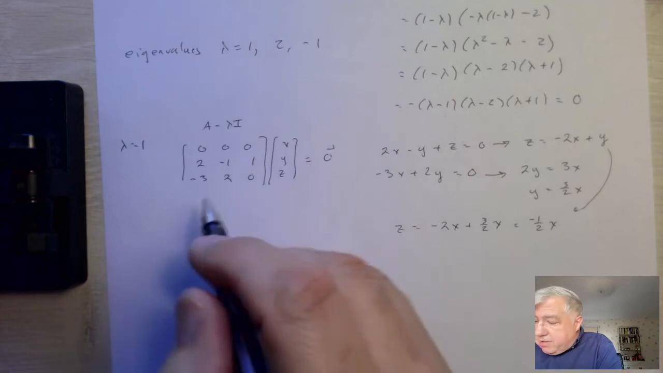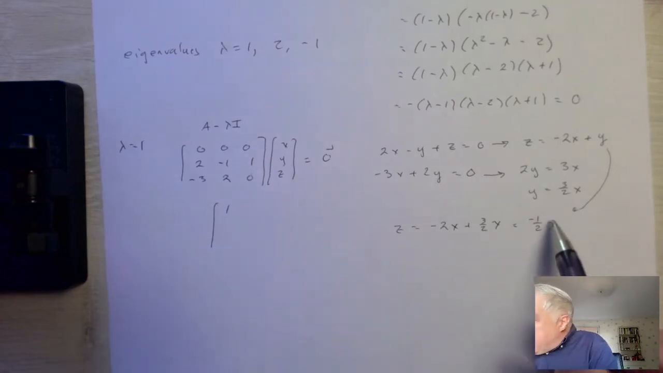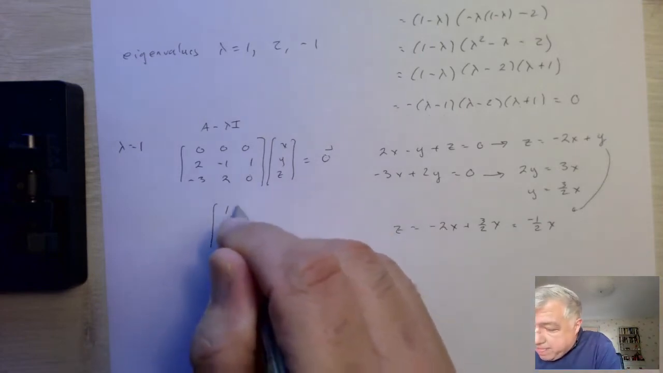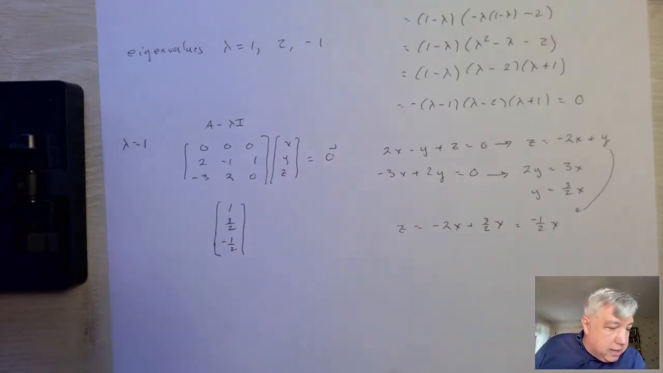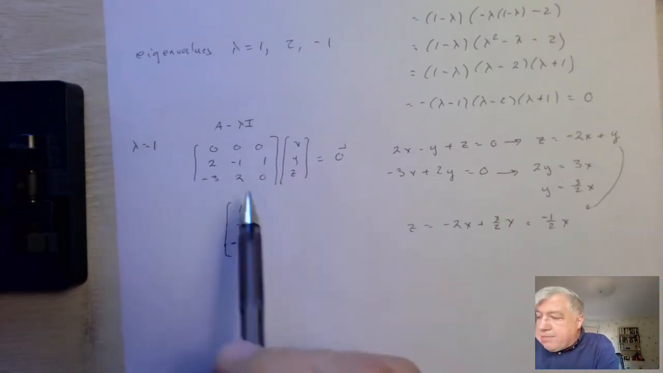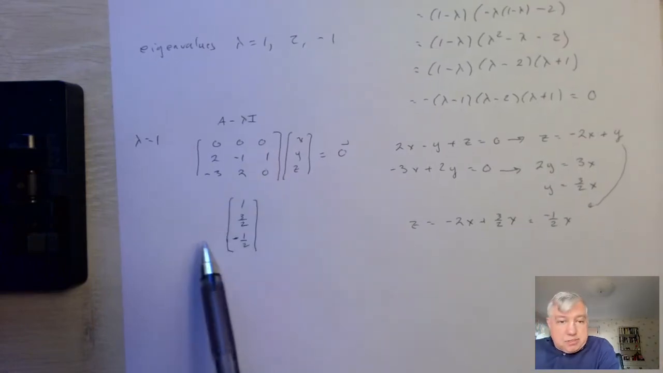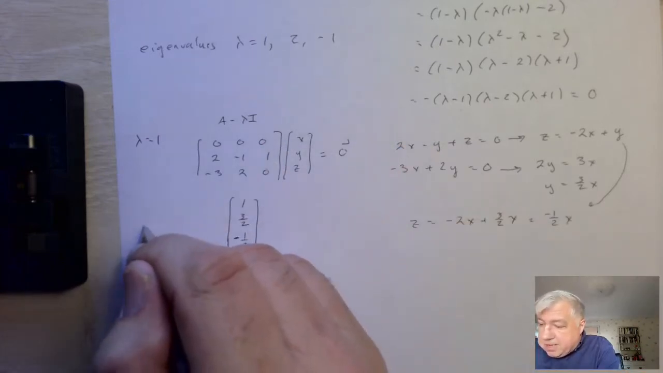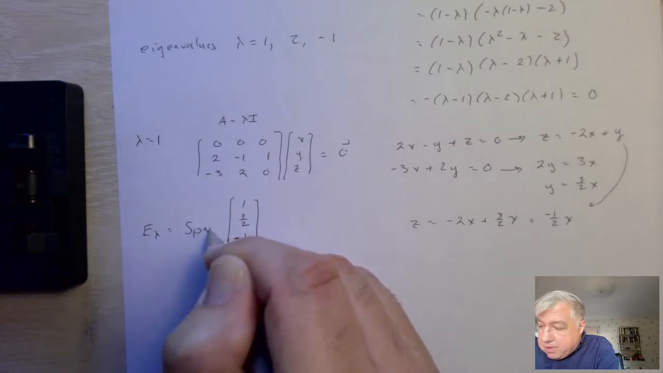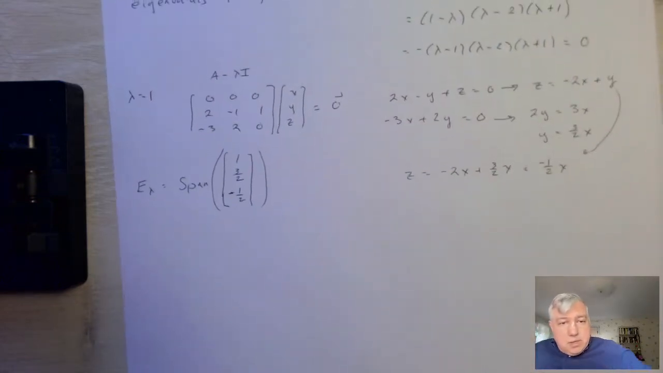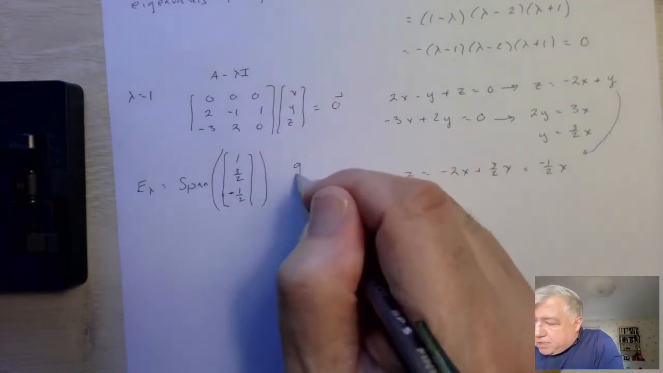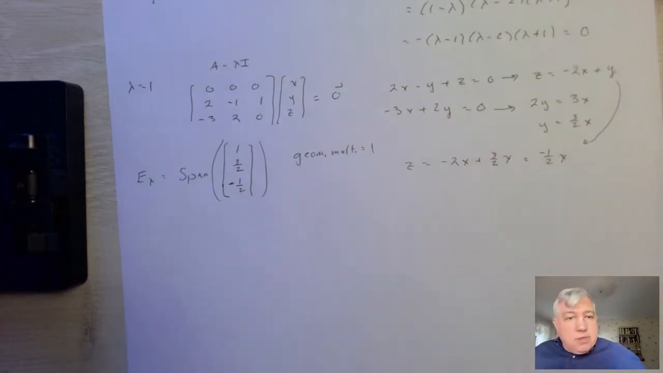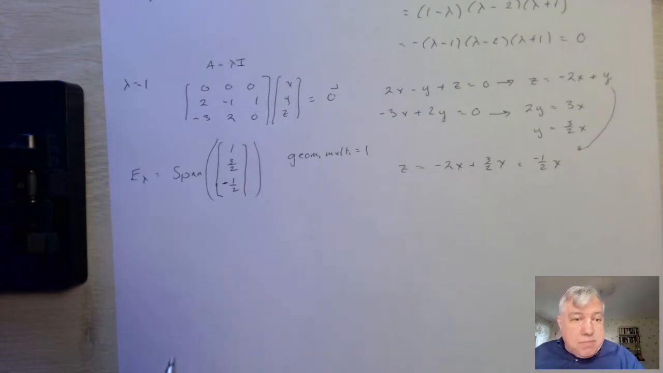We can let x be 1, and then y will be 3 halves, and z will be negative 1 half. You can check that this is in the null space of this matrix, so here's your eigenvector. And so the eigenspace, in this case E lambda, would be the span of this. We can see that the geometric multiplicity would be 1 as well, because we have just one element in our basis.